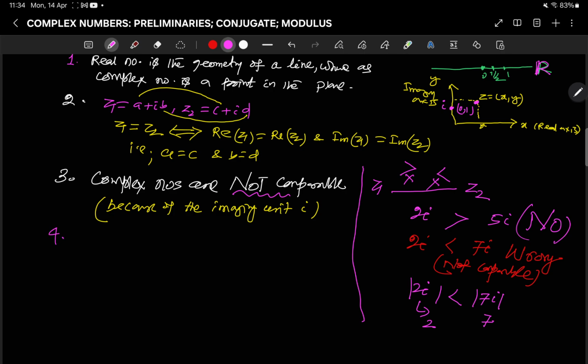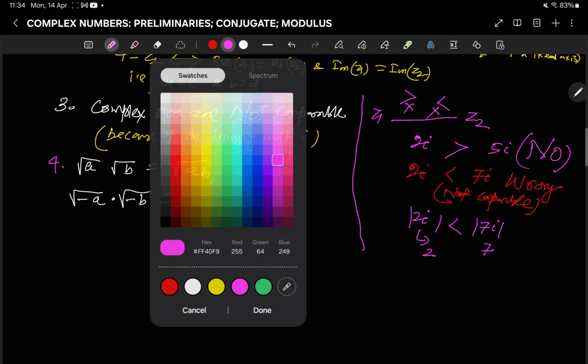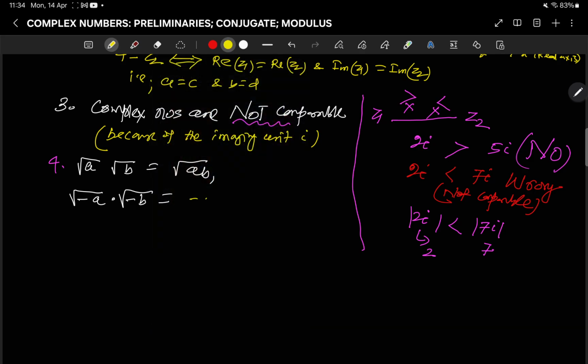Next, coming to the fourth remark: if I ask you root a into root b, you can write it as root of ab. However, if I ask you root of minus a into root of minus b, you can write minus a as a into minus 1, root over, into b into minus 1, root over.